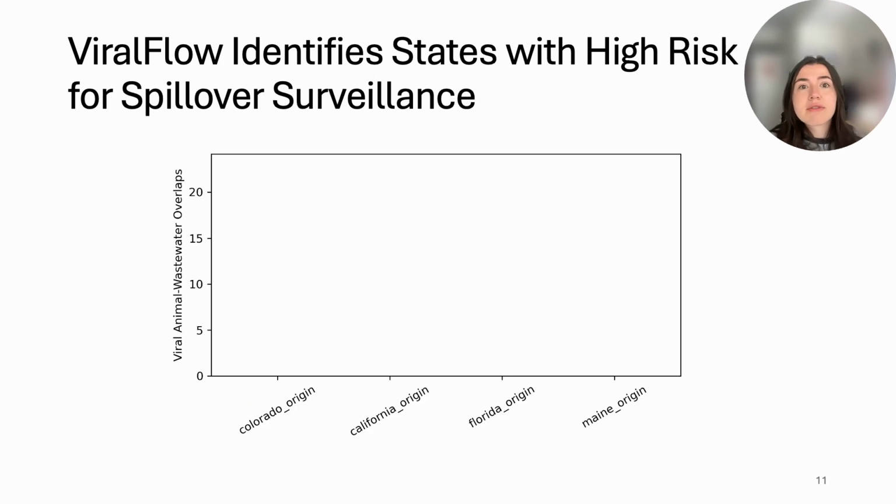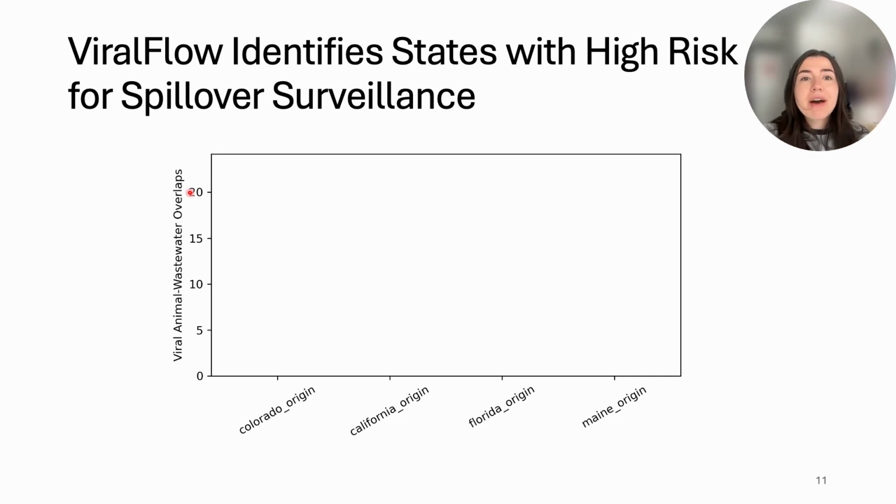And so we can also use ViralFlow as a way to surveil regions to identify states with higher risk for further surveillance. And so here we used various different coordinates of sample origin from Colorado, California, Florida, Maine, and we use the same animal sample. So we want to test if different viral signals can be recovered using different sample locations. And so on the y-axis here, we're measuring the total number of viral animal wastewater overlaps, again, using subset data, so we'd expect this number to be a lot higher with a full file.